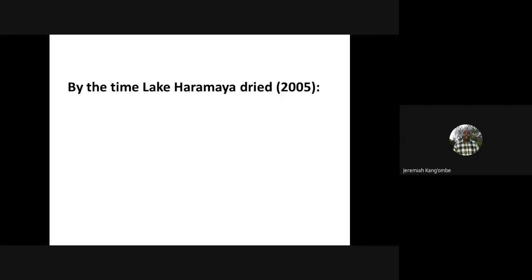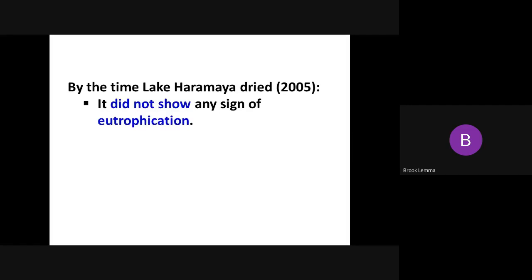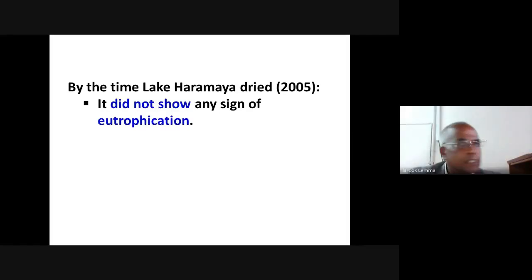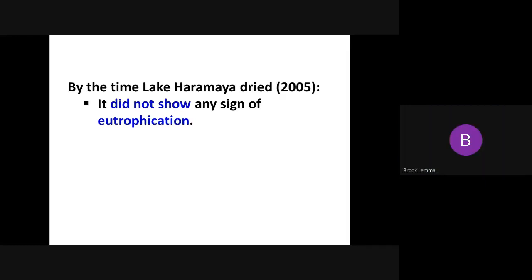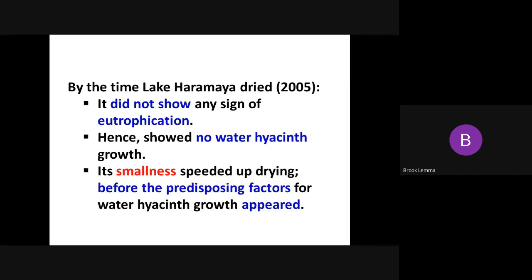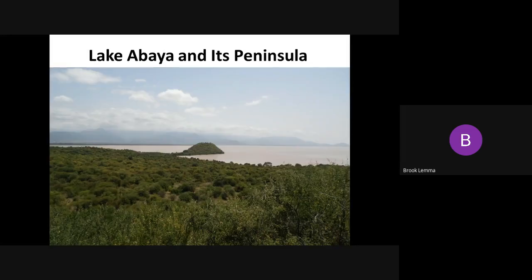Now, by the time Lake Haramaya died, 2005, I also left the area and came to Addis, as Professor Zarihun mentioned in the review. I joined Saba University in 2005. So by the time it disappeared, it didn't show any eutrophication, and hence no water hyacinth grows, because probably its smallness sped up drying before the predisposing factors for water hyacinths appeared in the area. That is my understanding.